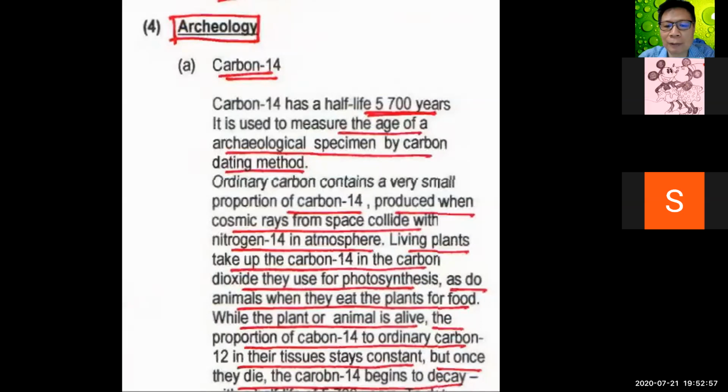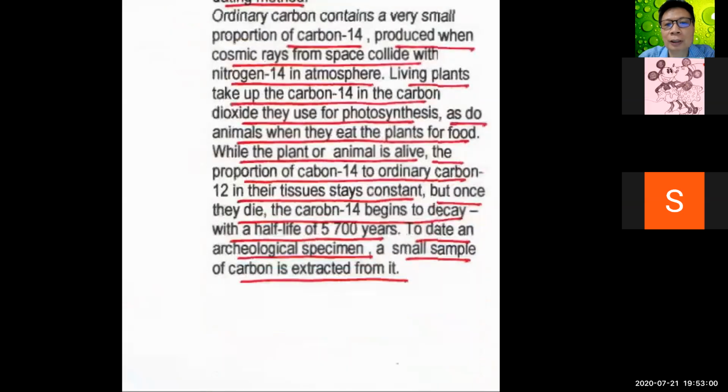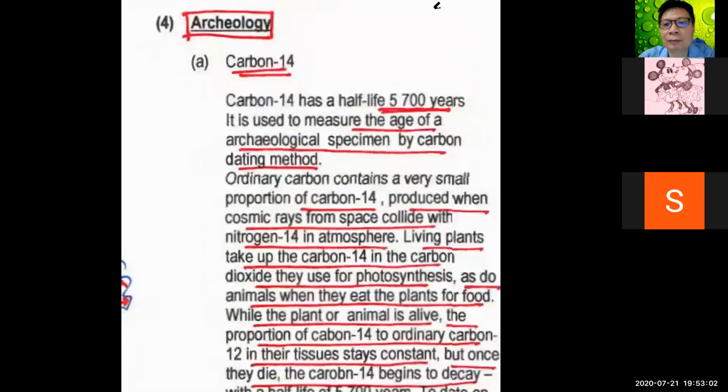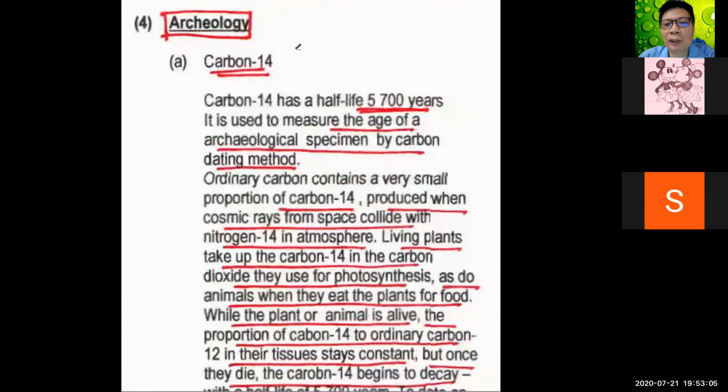Okay, come, we look at the paper now. Some very important things in archaeology. Carbon 14. Okay, they use the radioisotope carbon 14. This carbon 14 is already in every single thing in the world. Carbon 14's half-life is so long, 5,700 years. This is why it stays in our body for a long, long time. It is used to measure the age of an archaeological specimen by the carbon dating method.